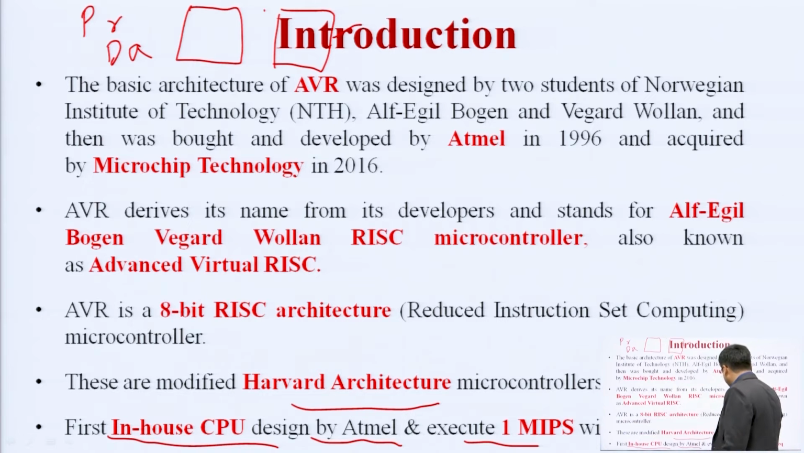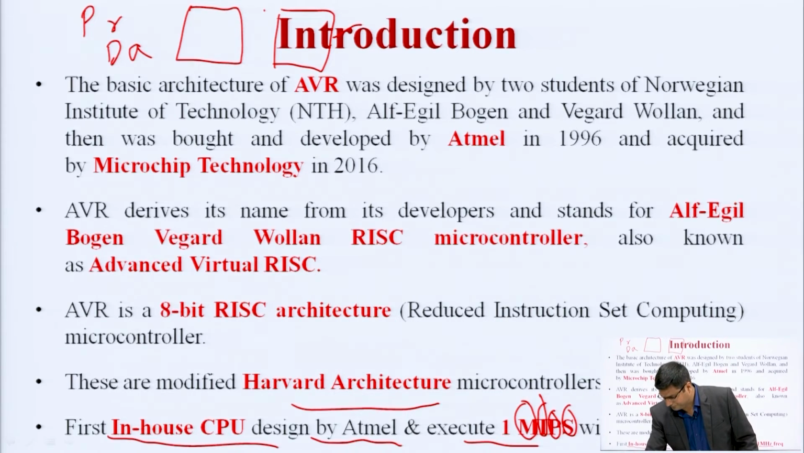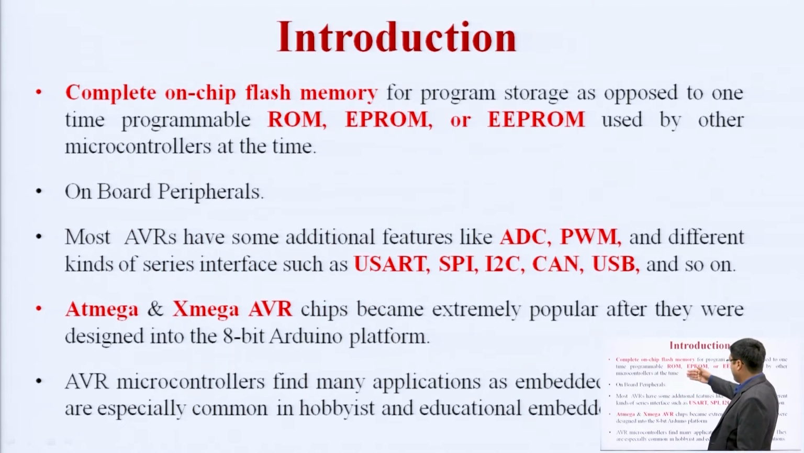MIPS means that it can execute 1 million instructions per second, with a clock frequency. The clock frequency needed to run and trigger the processor is 1 megahertz. So these are some introduction of the AVR microcontroller. After that we will see some more of the features of the AVR microcontroller.